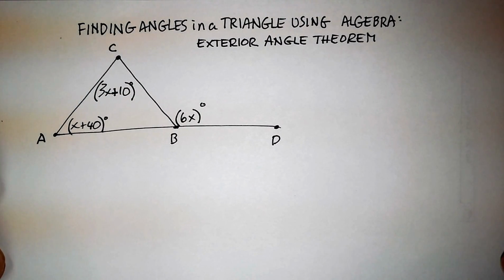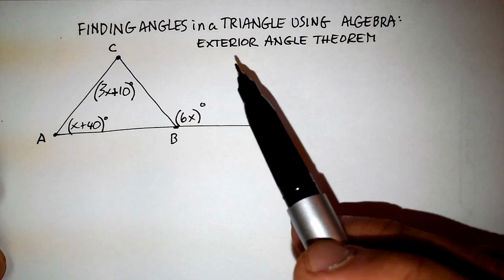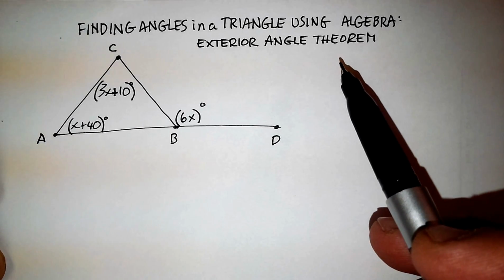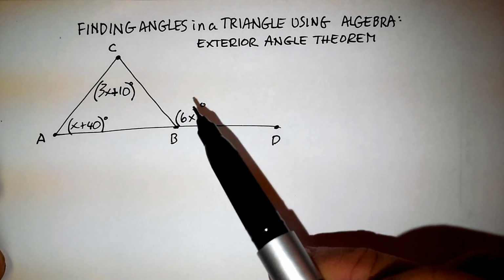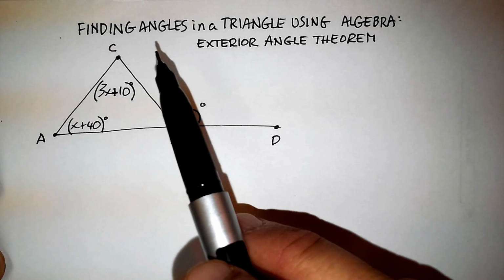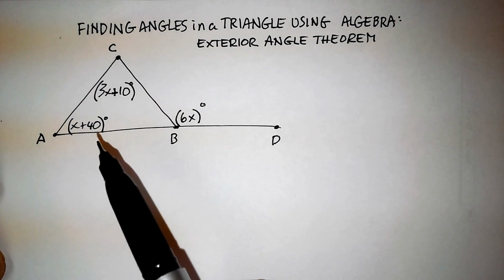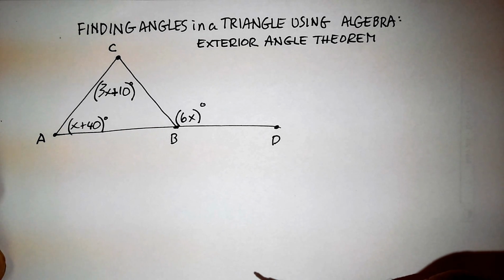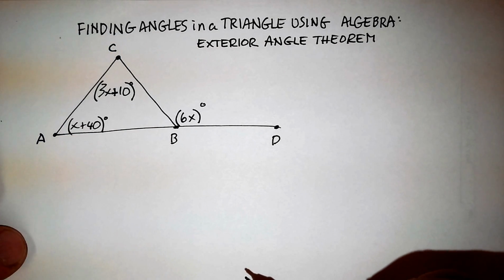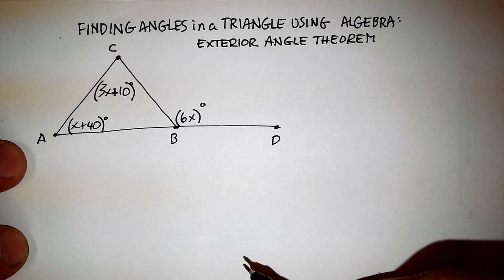Okay, in this video, we're going to go over something called the Exterior Angle Theorem. And it's just an example of this. And basically, it helps you to find angles in a triangle using algebra. And that's what it's mostly used for, okay? So this is what the Exterior Angle Theorem says.